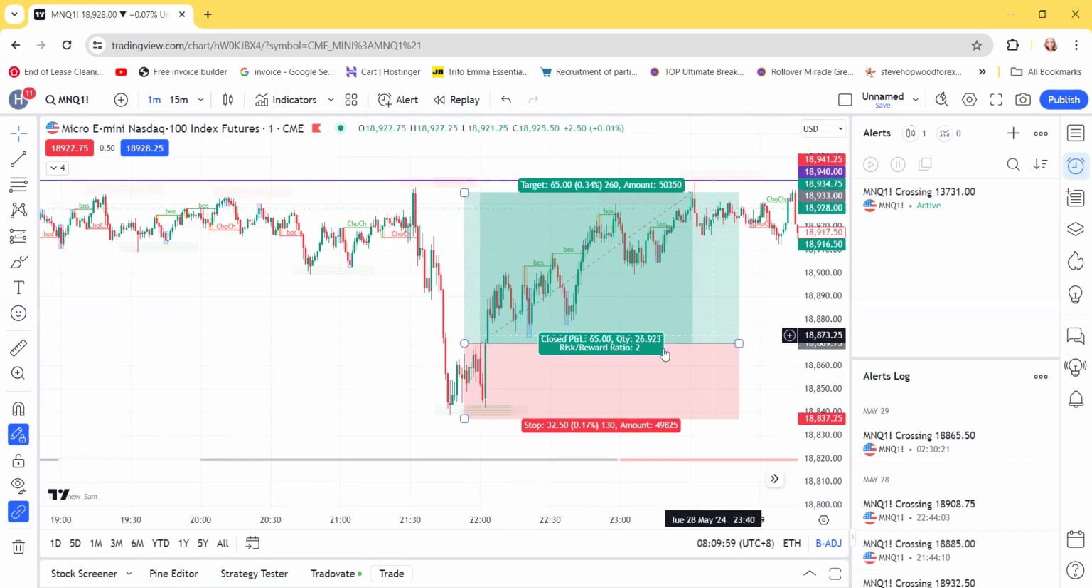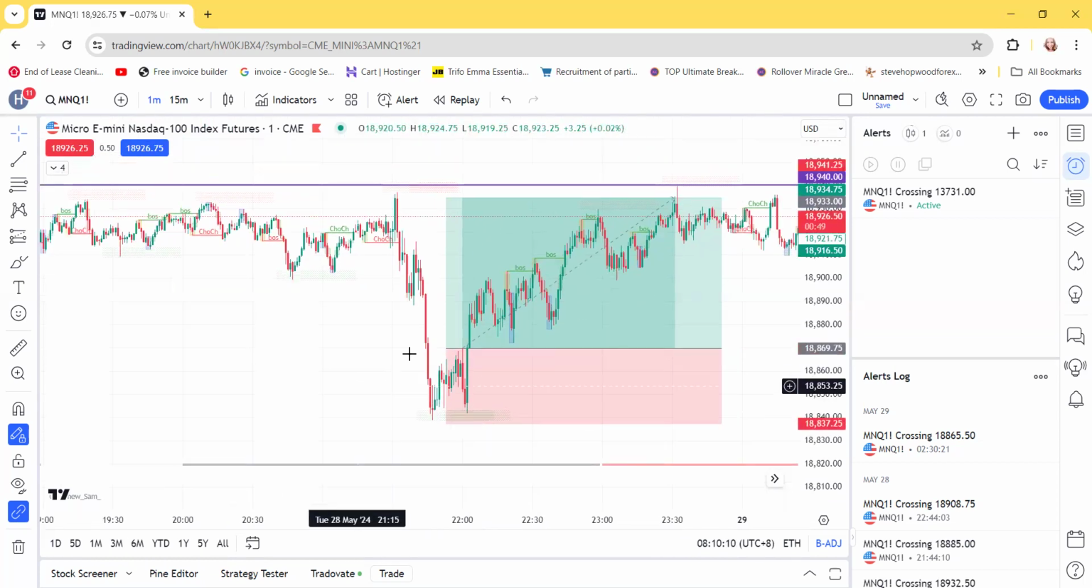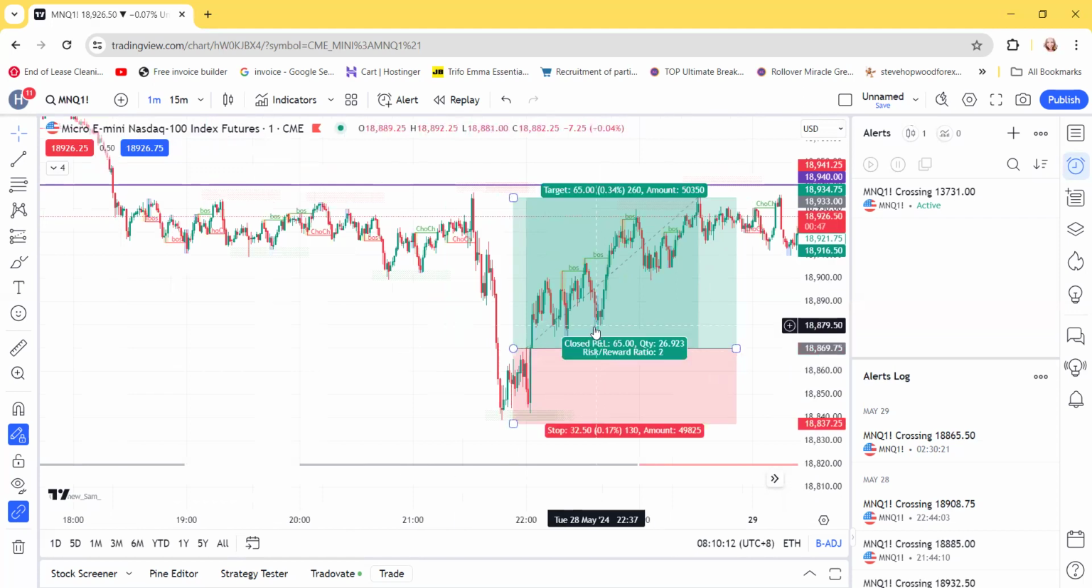So I had a horizontal ray drawn out here, and that was my area of interest. I knew if we broke that area, I really wanted to be looking for an entry. So I got in on this FVG here, you can see, with stops below the low, and then just targeted 2R.